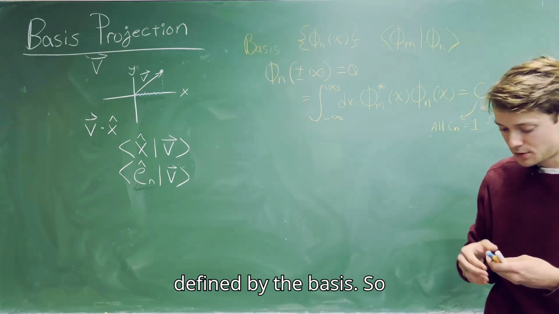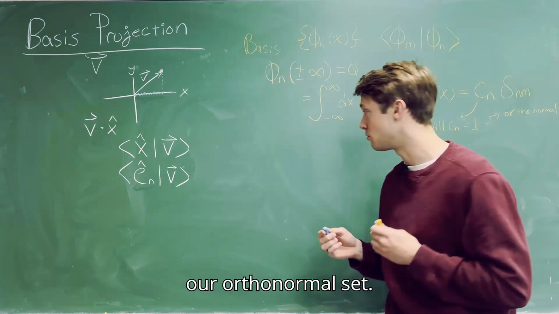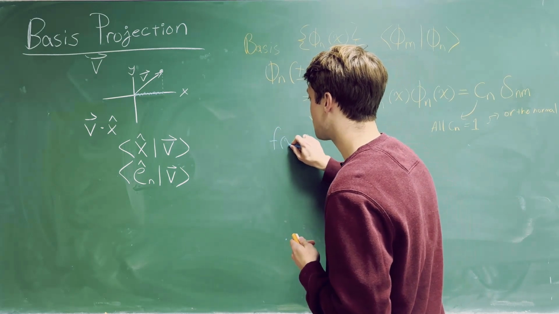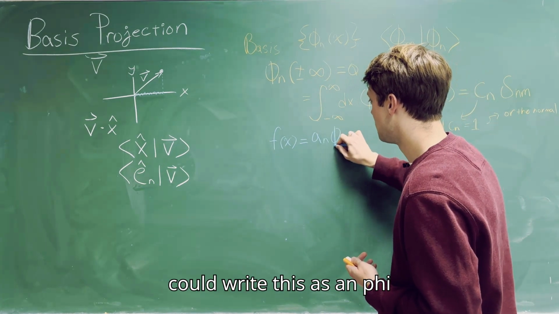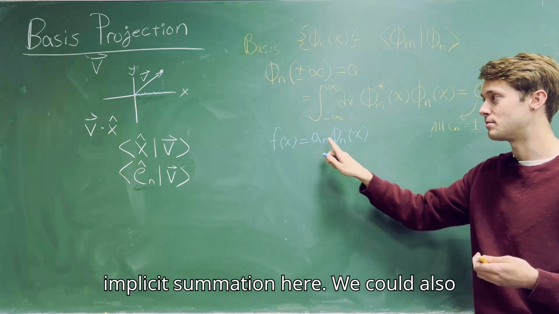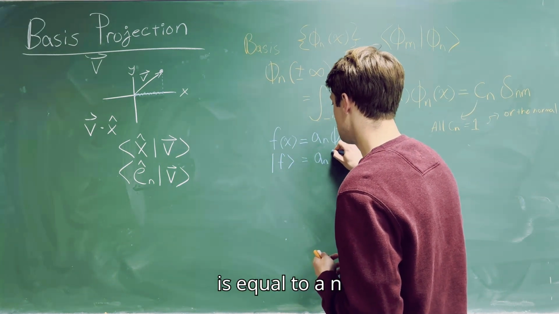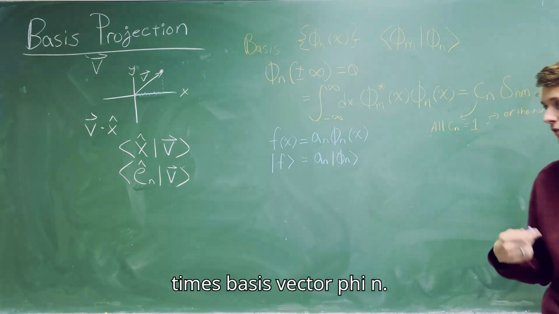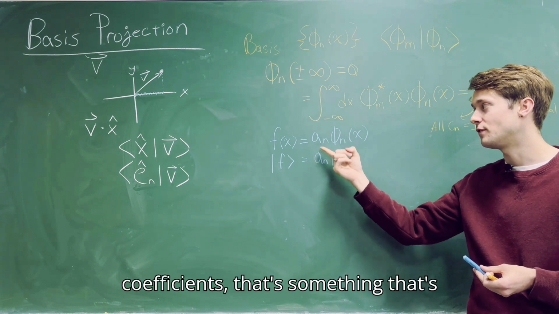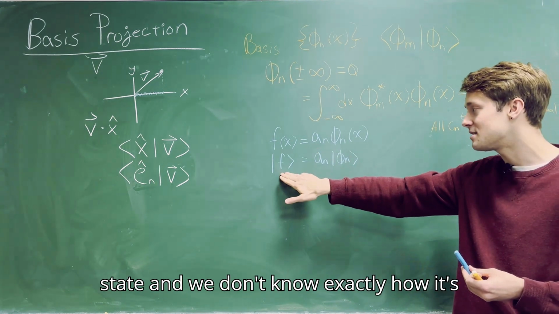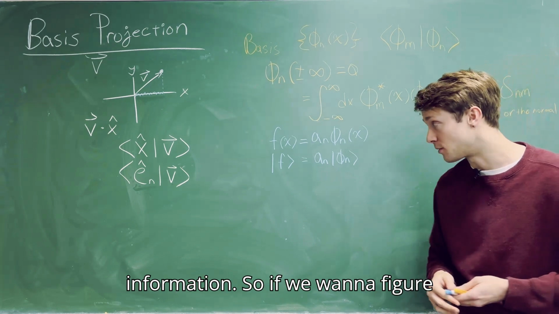So let's write down some things we can do if our basis is uniquely defined by our orthonormal set. So if we have f of x, and we can expand this in terms of our basis vectors, or in other words, we could write this as an phi n of x. Remember, implicit summation here. We could also write this as our state f is equal to an times basis vector phi n. All right, so if we want to find these coefficients, that's something that's very useful to us, right? If we have some state and we don't know exactly how it's built from our basis set, then finding these will give us very valuable information.